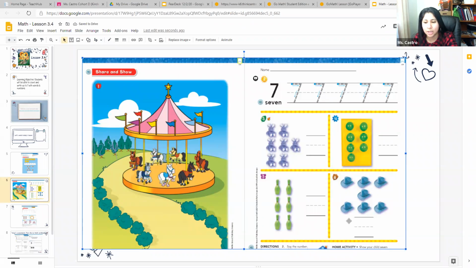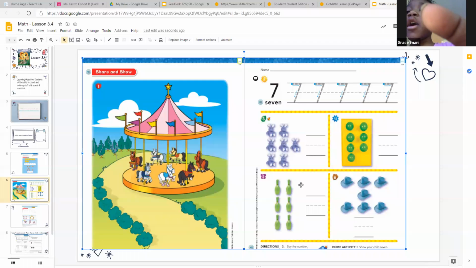Who would like to help Miss Castro count out loud and label with me? Okay, I see Skyla. Skyla, you're Castro. Yes.